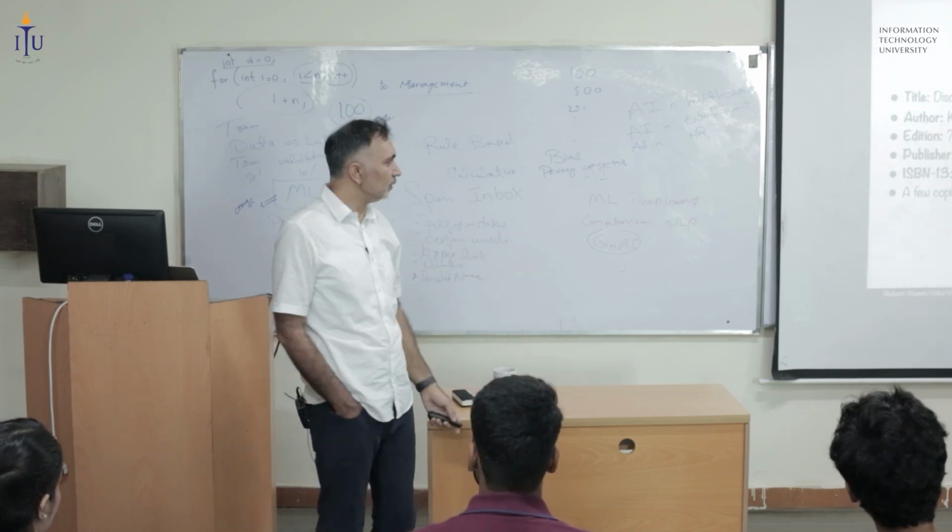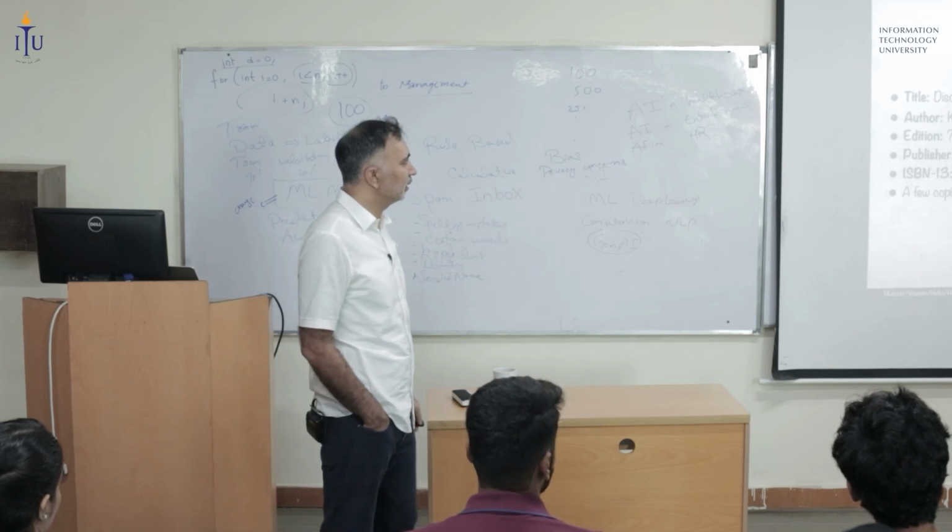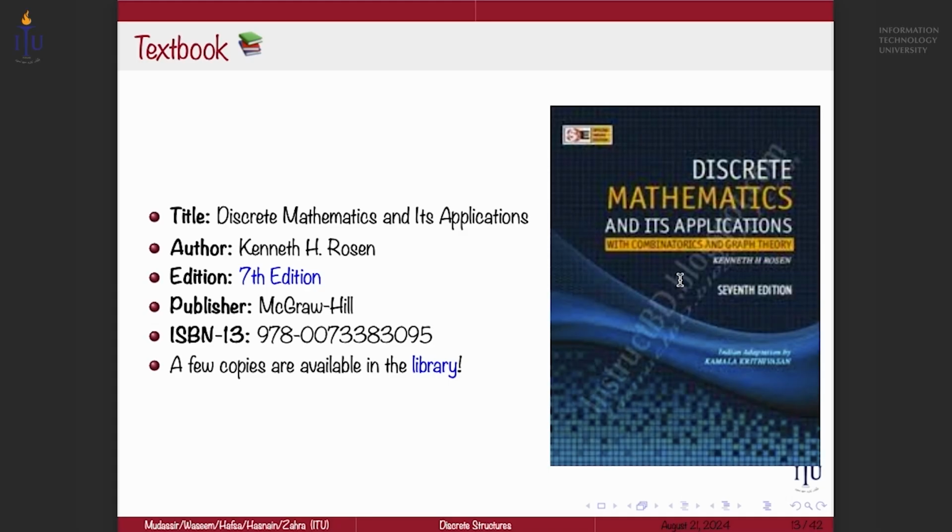Okay. All right, so we're going to use Discrete Mathematics and Its Applications by Kenneth Rosen. We use the 7th edition. I think there is also an 8th edition which works. So it's not going to be a big trouble which edition you are taking. But I think there are about 5 or 6 copies of this book available in the library, so you can go and check it out.